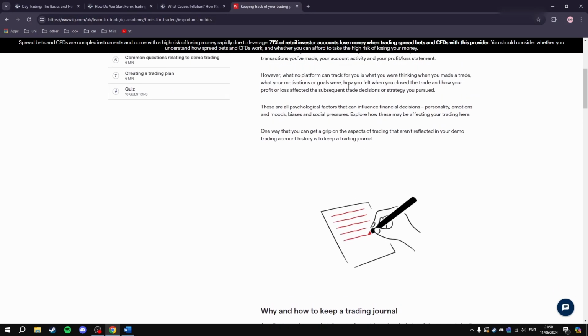However, what no platform can track for you is what you were thinking when you made a trade, what your motivational goals were, how you felt when you closed the trade, and how your profit or loss affected the subsequent trade decisions or strategy you pursued.